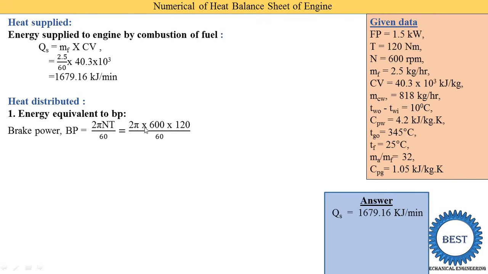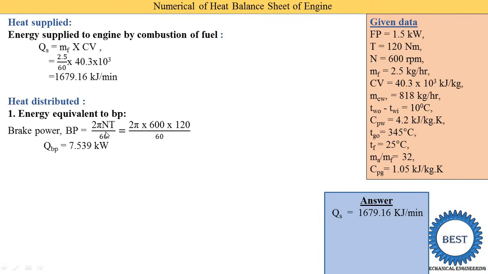So here we write 600. What is the torque? That is 120 newton meter, again divided by 60. Then the answer comes in seconds. Meaning if we do not divide by 60, then the answer is by default in minutes. Now what is the unit of this brake power? The unit of N is rps and torque is newton meter. So the answer is 7.539 kilowatt. Kilowatt means kilojoule per second.